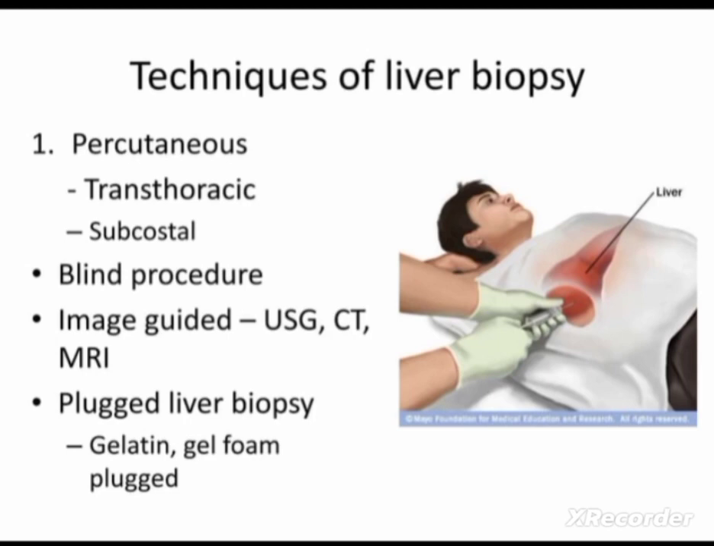Next one, closed biopsy. The closed biopsy techniques are percutaneous, in that transthoracic and subcostal biopsy, then blind procedure, then image guided liver biopsy, that is USG guided, CT guided or MRI guided liver biopsy, then plugged liver biopsy, that is gelatin or gel form plugged biopsy. So these all are the techniques that are used in the closed biopsy.